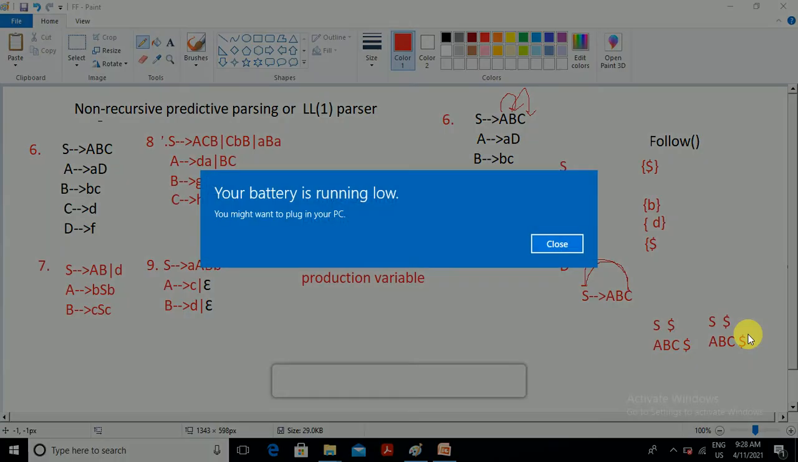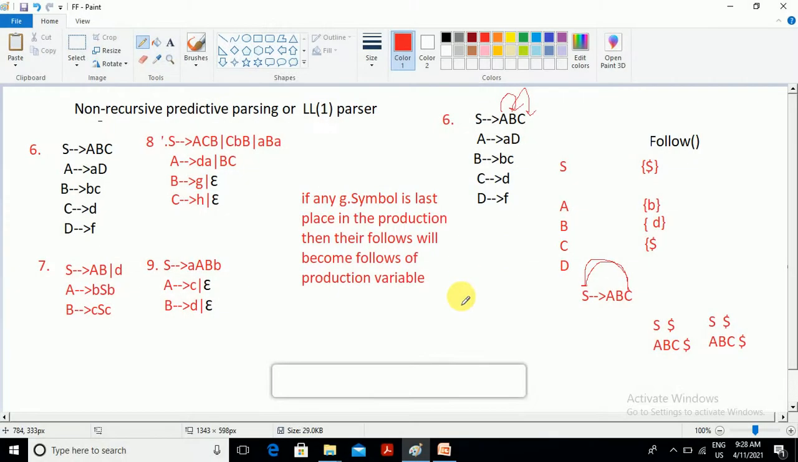By this way, we no need to remember each and every such point. Just analyze that the follows of the last variable will become the follows of their production variable. Okay, we will see other examples also. Just remember one point: whenever any character is in the last position, then its follows will become the follows of its production variable.